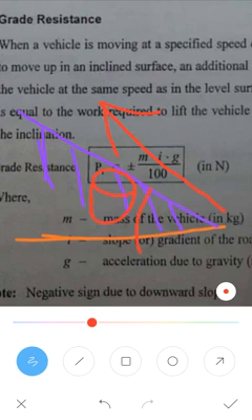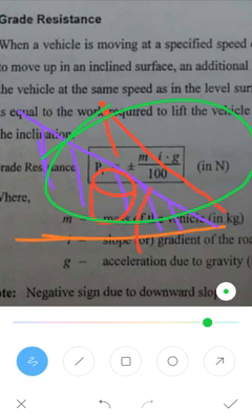The additional work done to lift the vehicle from the lower end to the upper end is given by the formula I am showing here: R_g equals M I G divided by 100. Here M is the mass of the vehicle, and I is the slope or the gradient.